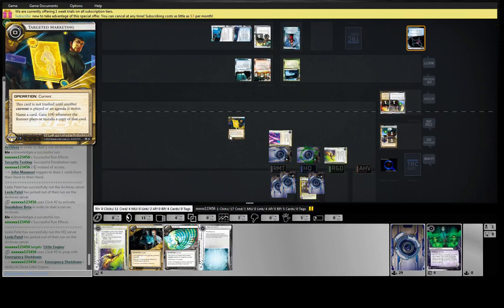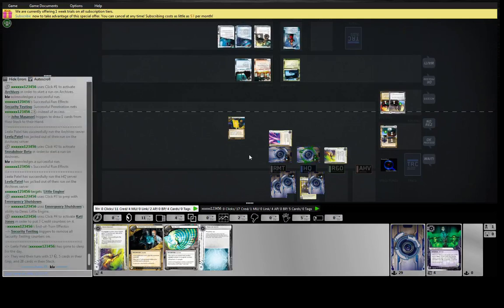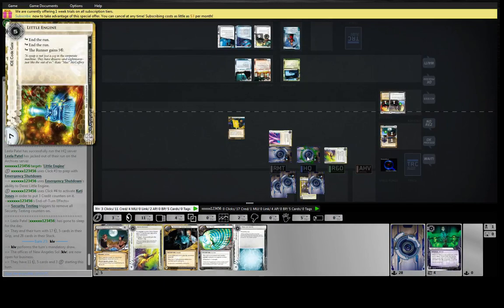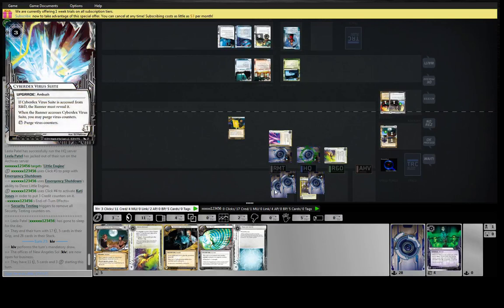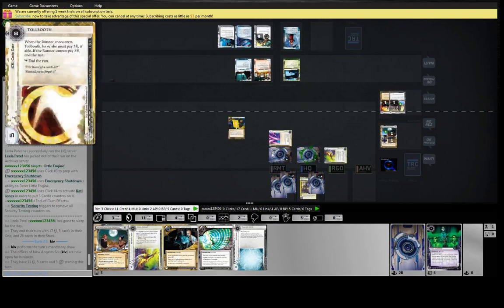That's pretty good. Could have resurrected Chrysium, actually. Made him trash it. Are we going to go to 9 and let him bounce one of these two things? You know, I think we are.